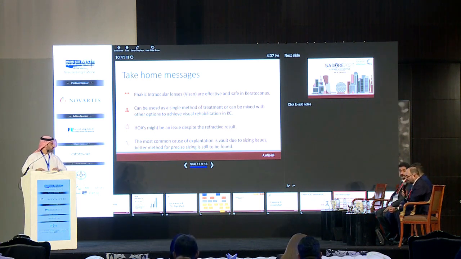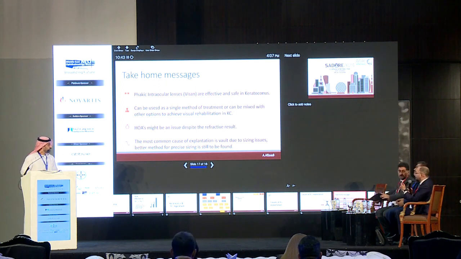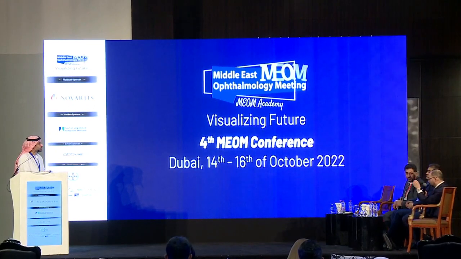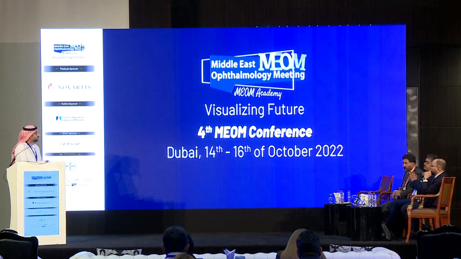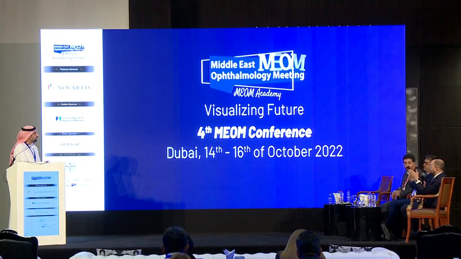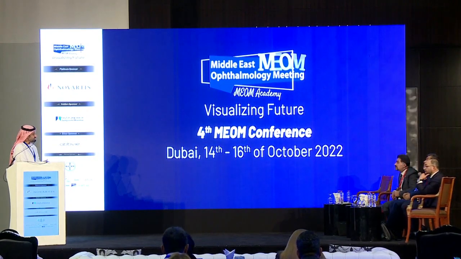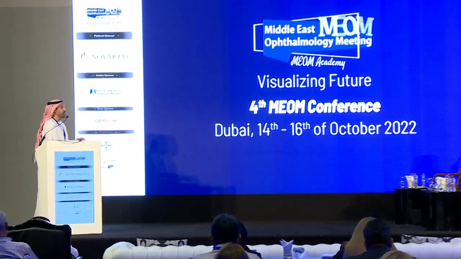Thanks, Dr. Ahmed. A comprehensive presentation, but I have one question. What is your cut-off, or your opinion, on the time after which we can implant an ICL in a keratoconic patient? After the stability of the cornea? For me, 6 months after cross-linking. Yes, I wait 6 months. If the patient is stable, I go with it.